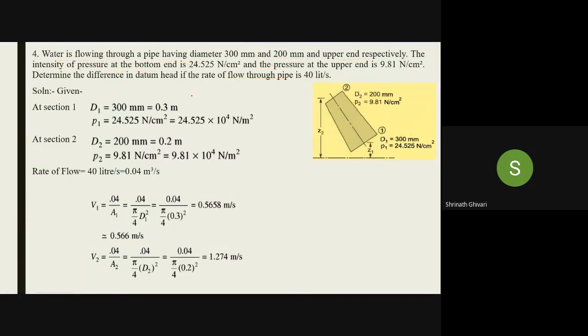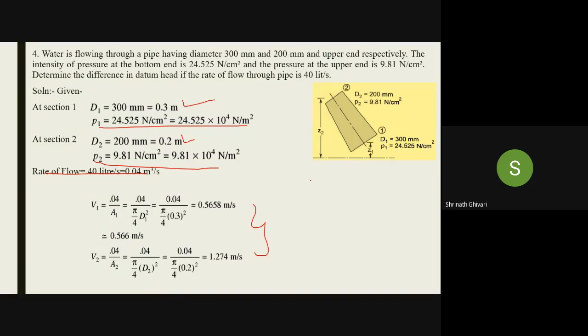Everything is given over here. What is given? Diameter is given. Find out its area for both at section 1 and 2. Pressure is given. Convert that Newton per centimeter square into Newton per meter square for both. Rate of flow is given 40 liters per second, that is 0.04 meter cube per second. Then find the velocity, which we have found out.